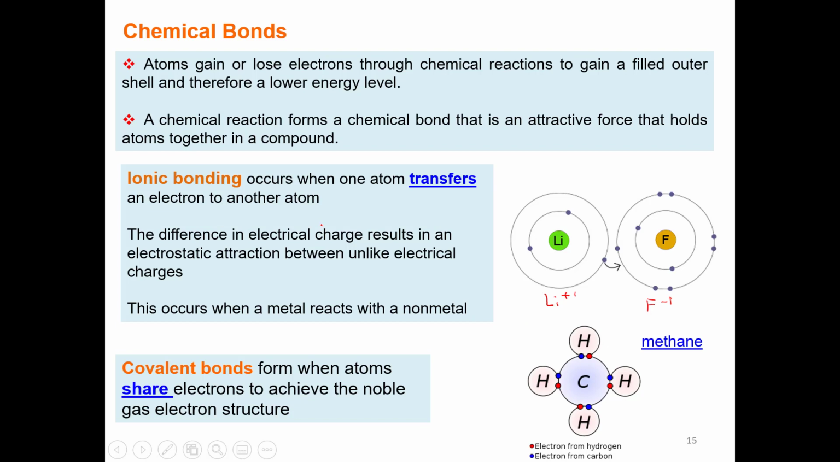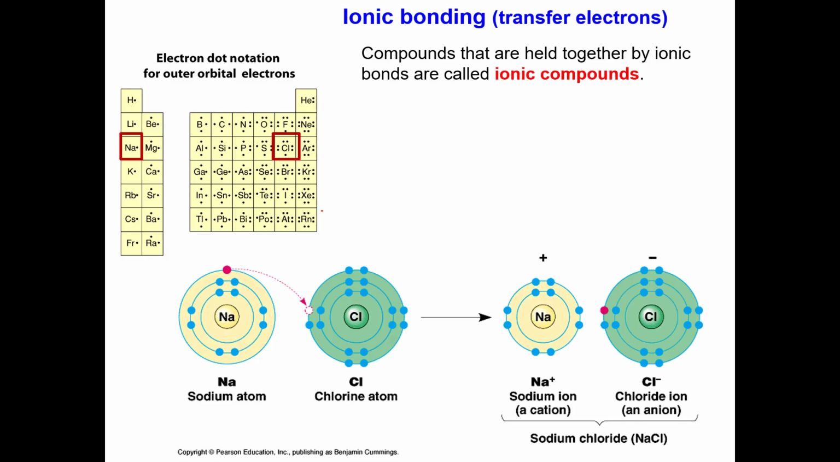Then in ionic bonding, what happens is the electrons are transferred, but in the case of covalent bonds, the electrons are shared. Ionic bonding: transfer. Covalent bonds: share electrons. Then we will focus mainly on ionic bonding, when the electrons are transferred to form a new compound. When compounds are held together by ionic bonds, they are called ionic compounds.